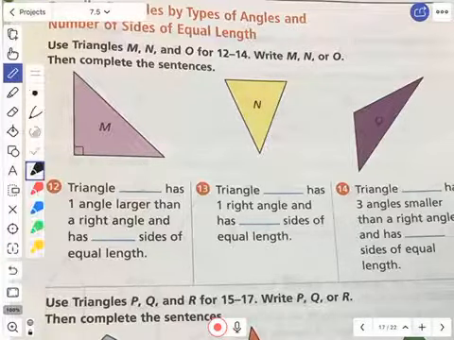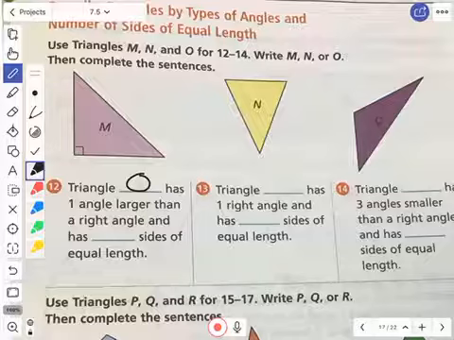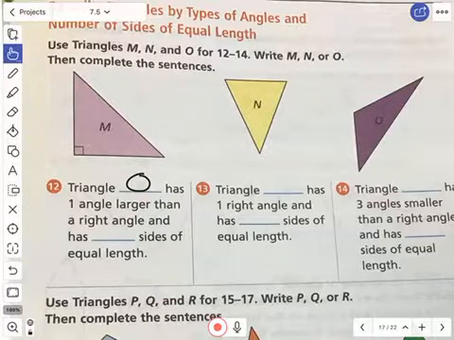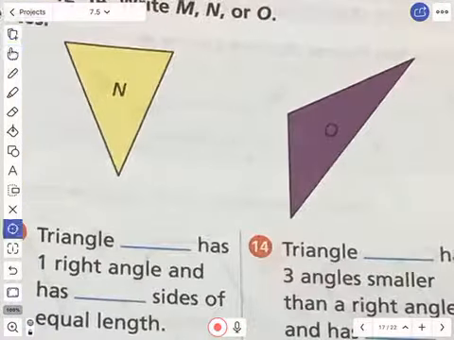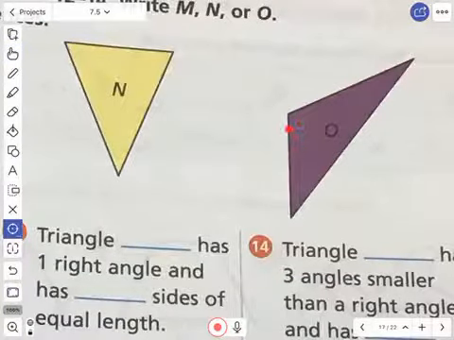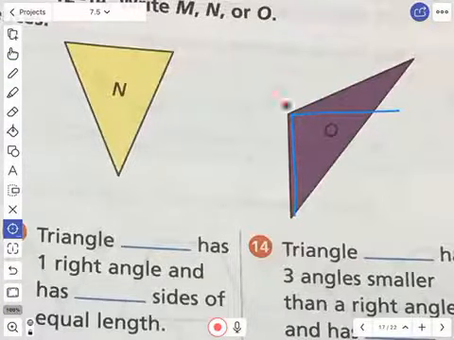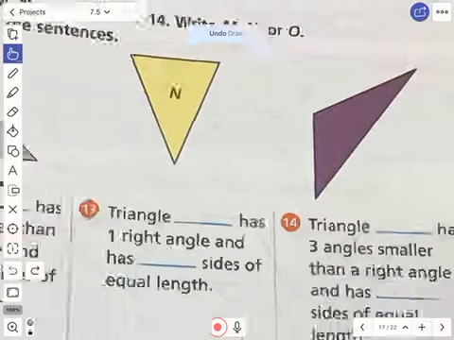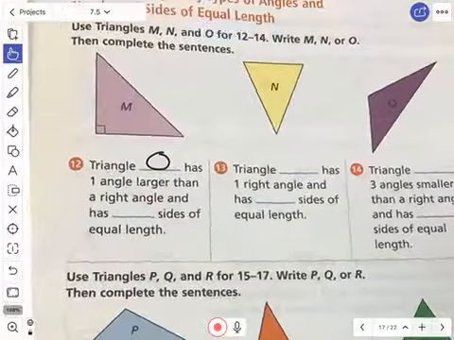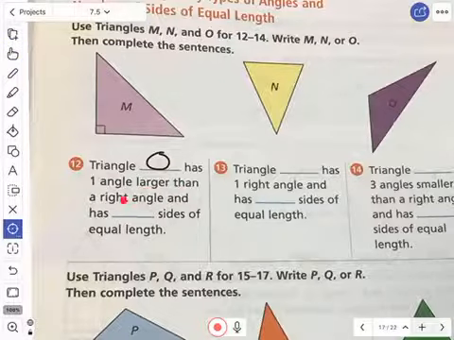Well, my last one is O. So I'm going to try O. Triangle O has one angle larger than a right angle. Oh, yeah. Oh, well, that's smaller. That's more. Right there, though, that's a lot larger. I definitely, if I think about it, that would be a right angle. Oh, yep, look at that. This right here, that is larger than a right angle. So that definitely can work there and make sure. So triangle O has one angle larger than a right angle and blank sides of equal length.